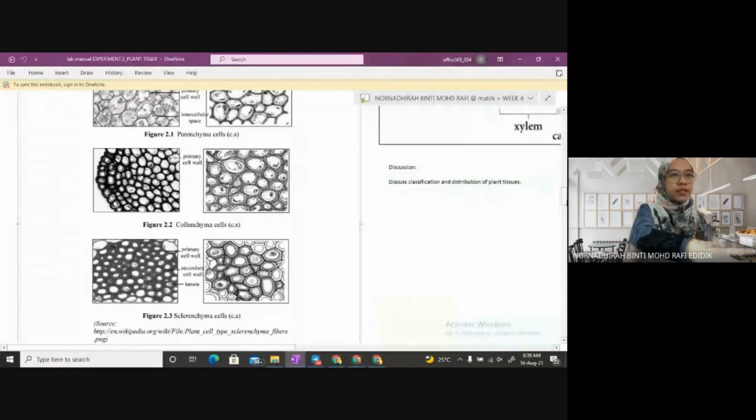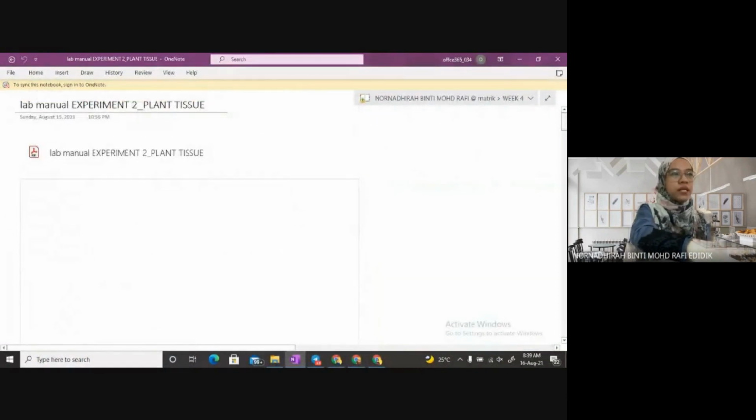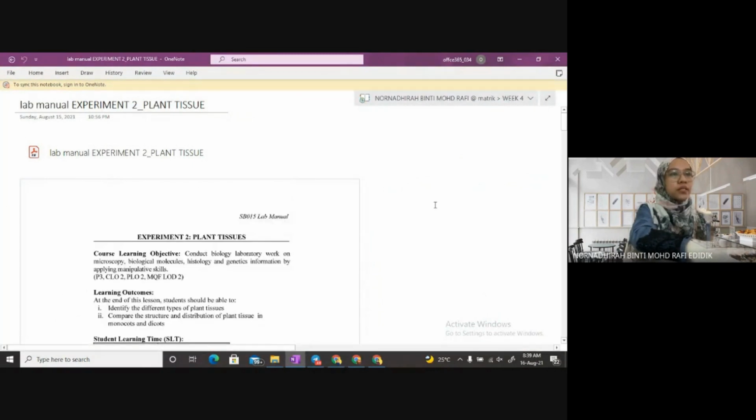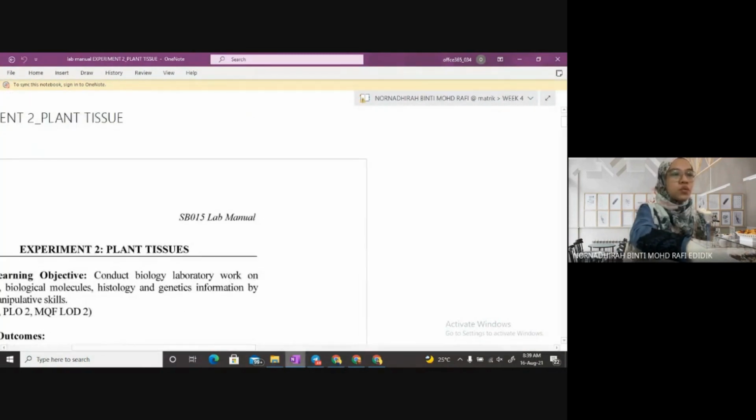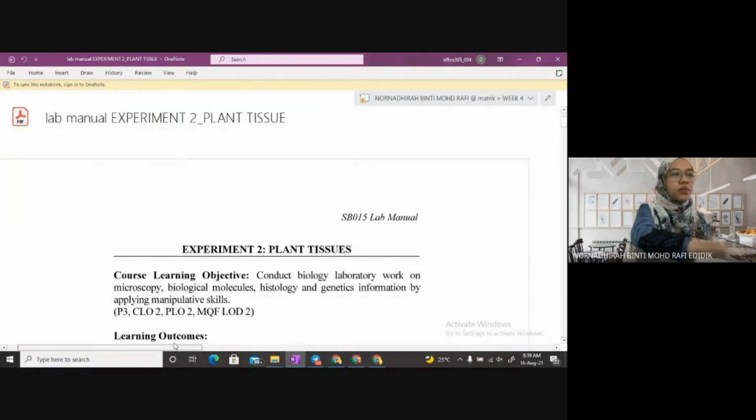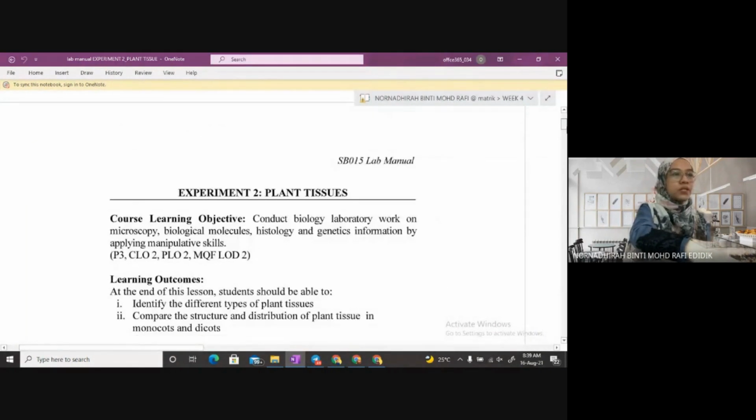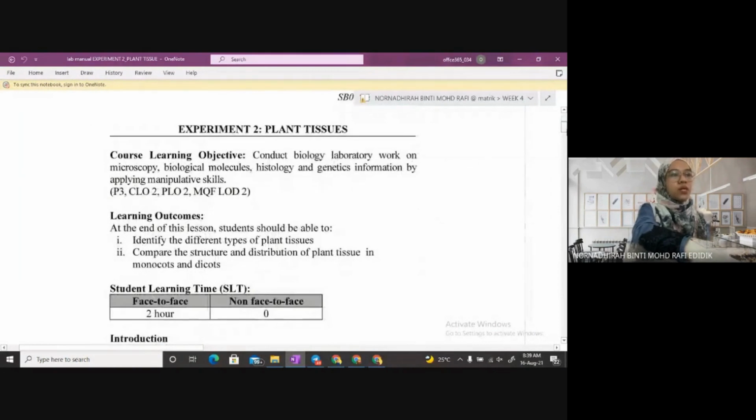Ada soalan, saya proceed. Okay, we proceed with the lab manual. Okay, saya expect you guys dah baca. Saya might expect the best of you. So kalau ada soalan apa-apa, do let me know. Okay, so plant tissue, learning outcome.